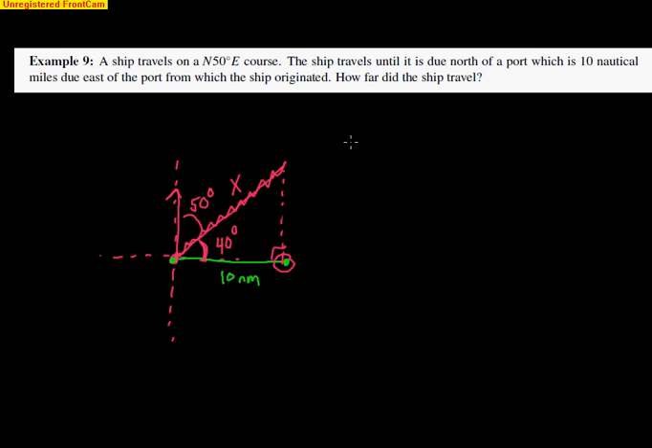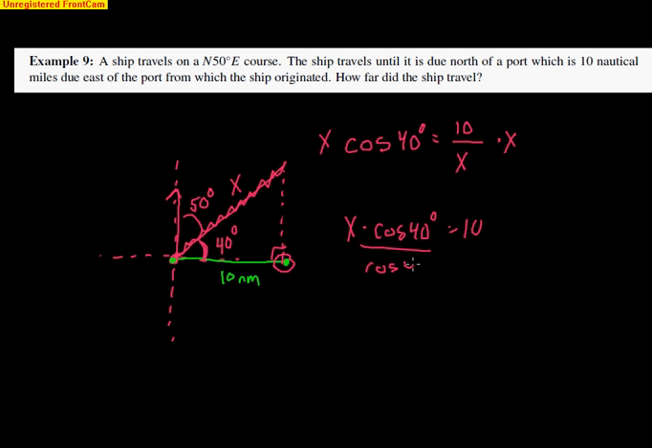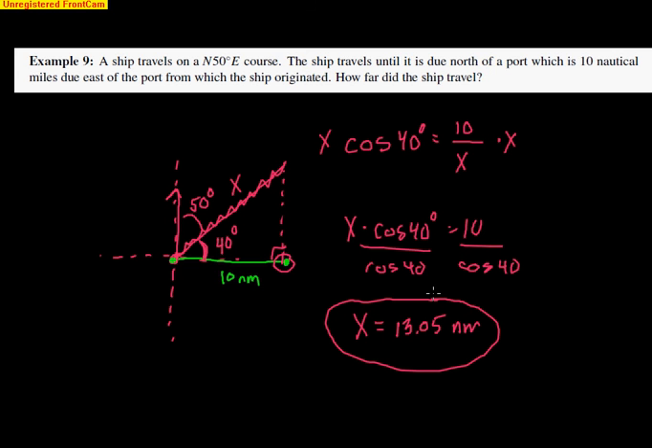So again, I'm going to use cosine here, because cosine of 40 degrees equals the adjacent 10 divided by the hypotenuse x. So I'm going to multiply both sides by x. I get x times the cosine of 40 degrees equals 10. Cosine of 40 degrees is just a number that I can divide by. And I get that x equals 10 divided by cosine of 40 degrees, which on my calculator is 13.05. So it's 13.05 nautical miles. You don't have to worry about how far a nautical mile is, you just answer it in nautical miles.